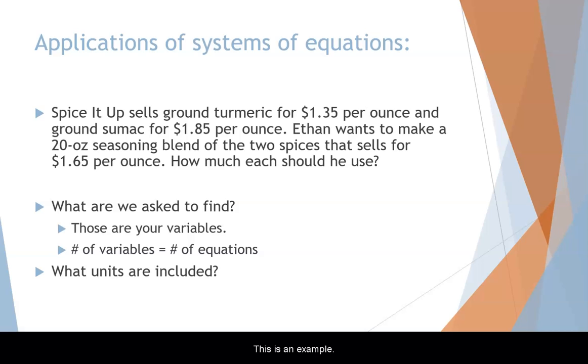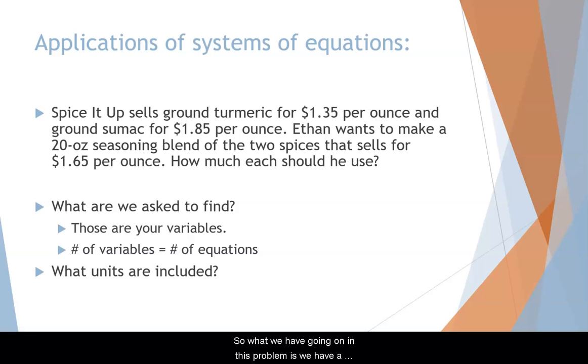This is an example of an applied problem with a few more constraints than what we're used to working with. Spice It Up sells ground turmeric for $1.35 per ounce and ground sumac for $1.85 per ounce. Ethan wants to make a 20-ounce seasoning blend of the two spices that sells for $1.65 per ounce. How much of each should he use?